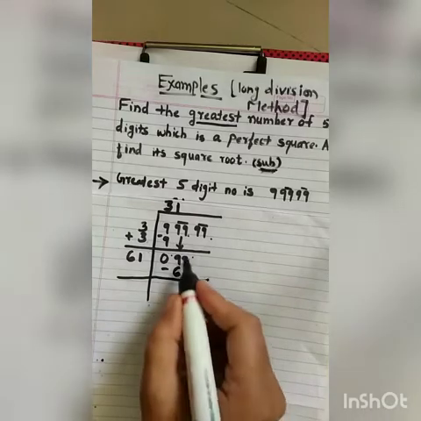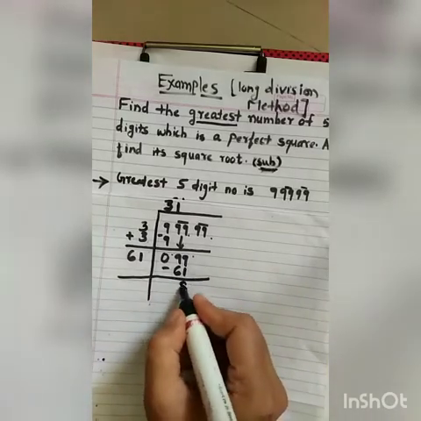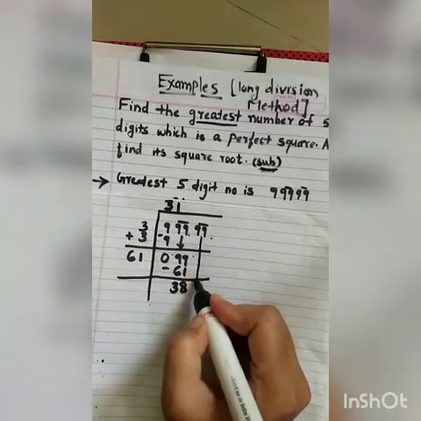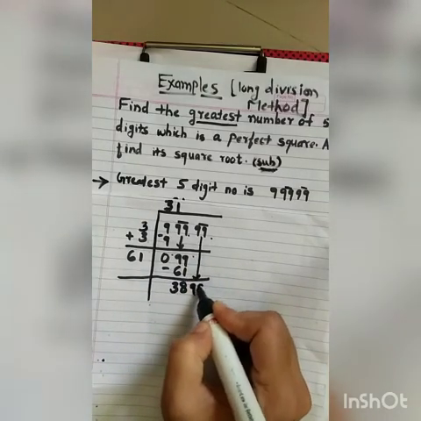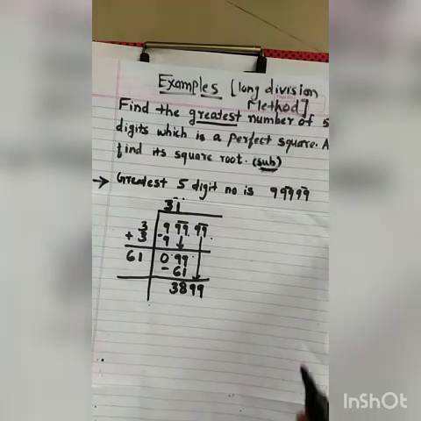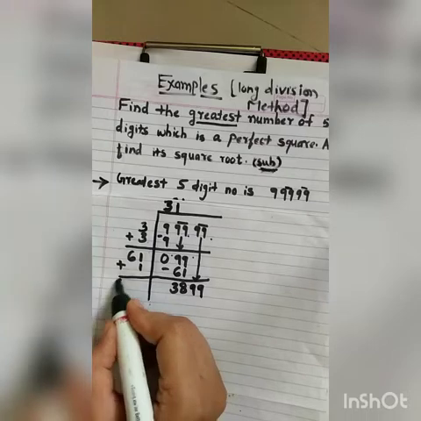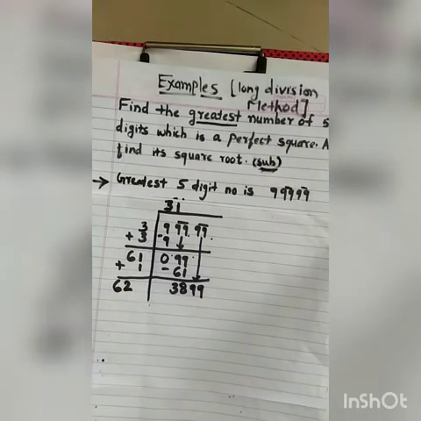Now 9 minus 1 is equal to 8. 9 minus 6 is equal to 3. And now the next period you have to write here, that is 3899. Now the unit place is here 1. So add this unit place. Now this number will become 62.